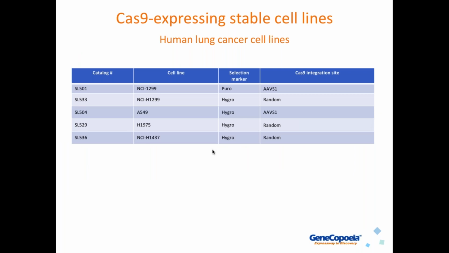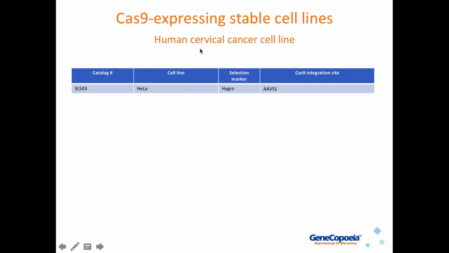So now I just want to talk about what we at GeneCopoeia offer in terms of Cas9 stable cell lines. Again, as I mentioned, we have a total of 43 Cas9 stable cell lines. 39 of these are human cell lines, and they can be categorized into different tissue types. For example, I'm not going to go into too much detail, but we have a number of lung cancer cell lines, as well as the cervical cancer cell line HeLa.